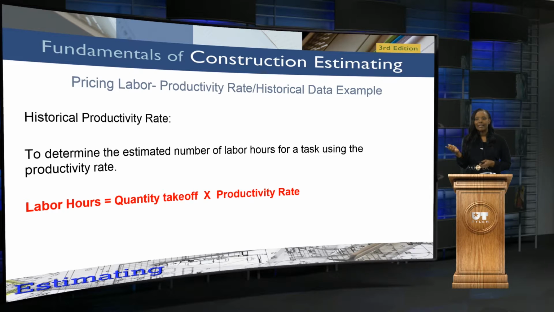Now, the other thing is determining the estimated number of labor hours for a task using the productivity rate. This would be the formula for labor hours: labor hours equals whatever that quantity takeoff was times your productivity rate. Okay, so you can interchange these formulas and manipulate them so that they work out to solve your problem.